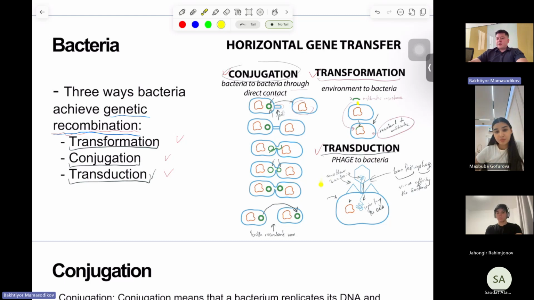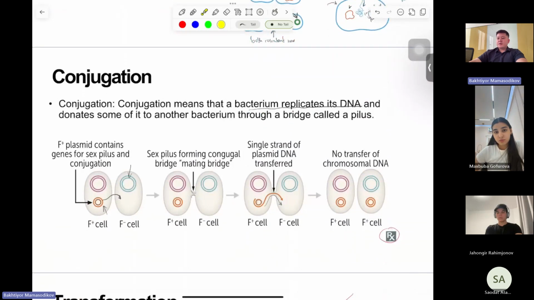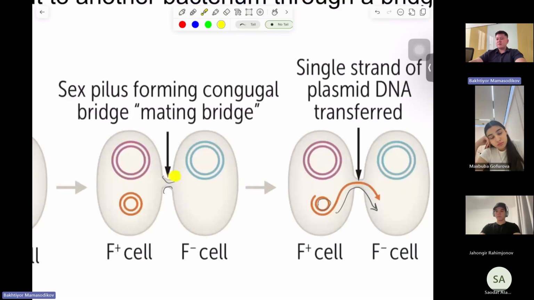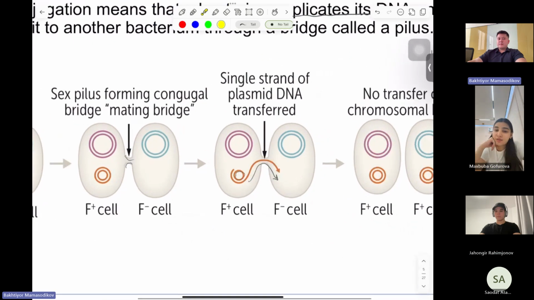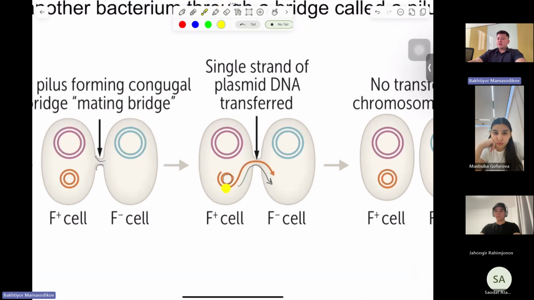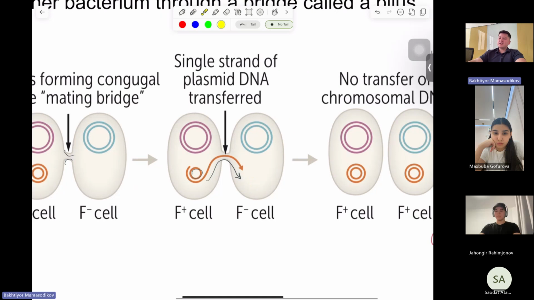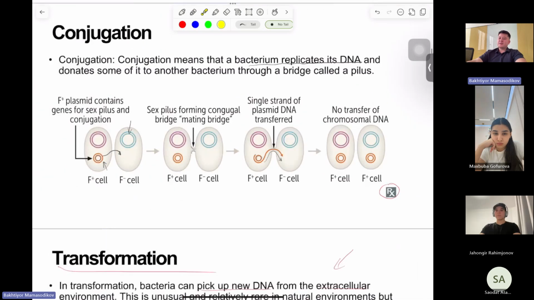Yes. Okay, good. Here, the illustration of the conjugation. Conjugation means two bacterial cells are going to share their information, right? The bacterium replicates its DNA and donates some of it to another bacterium through the bridge called the pilus. You see, this is the information, antibiotic resistance information. What are they making the bridge with? With the sex pilus, yes, and then the information regarding the antibiotic resistance is going to another bacterium. Now both of them have the antibiotic resistance gene.